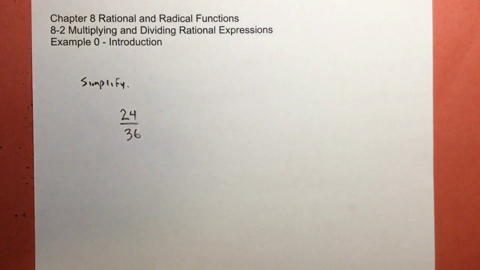All right, now, you've seen different ways of doing this. I've seen teachers do this in different ways. The one that really drives me crazy is when I see division signs. Okay, 24 divided by 12 equals 2. 36 divided by 12 equals 3. So this reduces to 2/3. Okay, there's a lot to unpack there.